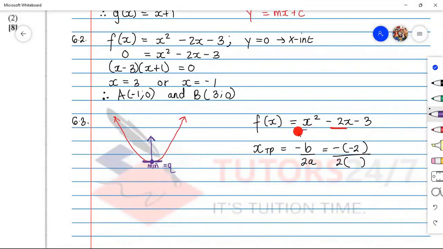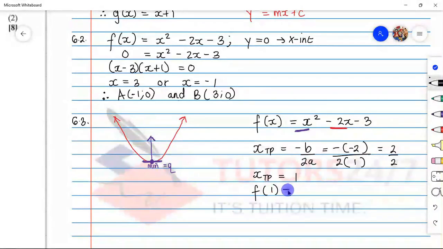Now we need to substitute a. We know that a is the coefficient of x squared, which is 1. From here we know that negative times -2 gives us +2. 2 times 1 gives us 2. Now we can conclude that the x value of our turning point is therefore +1.